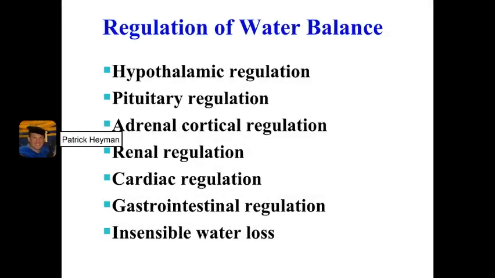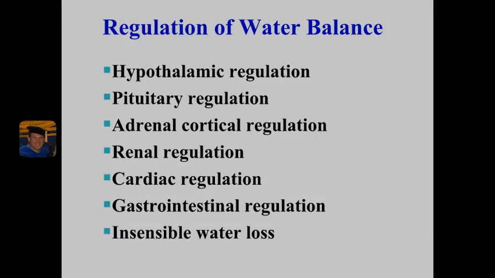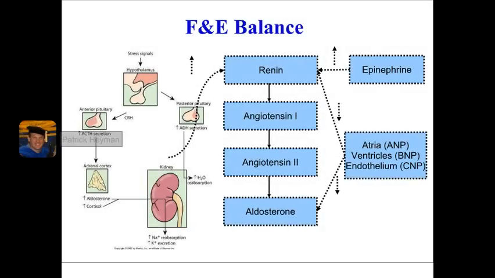Over the next couple slides, we're going to talk about the regulation of water balance very, very quickly. All right, this fun slide illustrates how fluid and electrolyte balance operates. So let's just start up here at the top with stress. Stress signals to the hypothalamus. Hypothalamus is going to ask the pituitary to secrete adrenocorticotropic hormone. Adrenocorticotropic hormone is going to stimulate the production of aldosterone and cortisol.